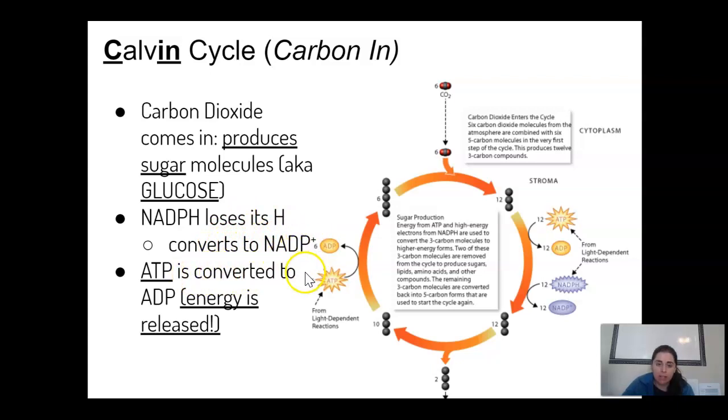The ATP is converted to ADP, and that means you broke that last phosphate off, which means you've released energy. And it's a lot of energy. It's not a little energy, it's a lot of energy. And you can follow this in the reaction, the circle here of the dark cycle, dark reaction.